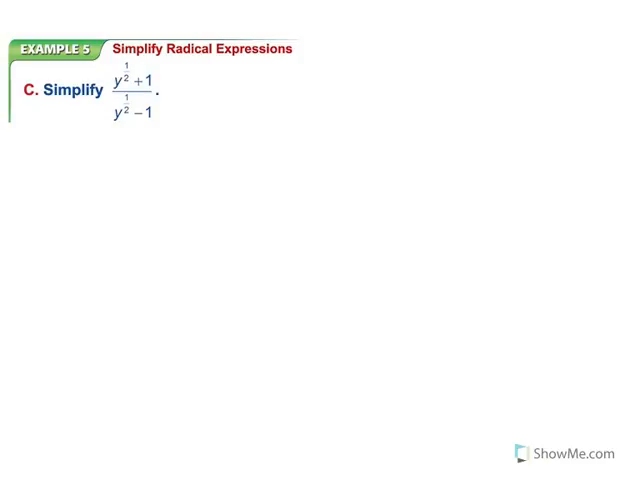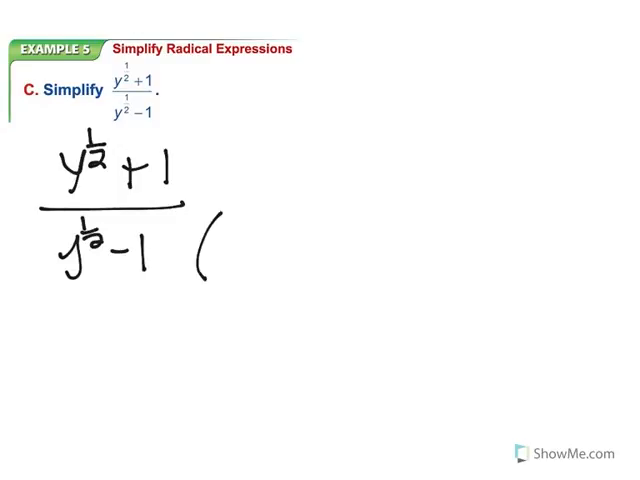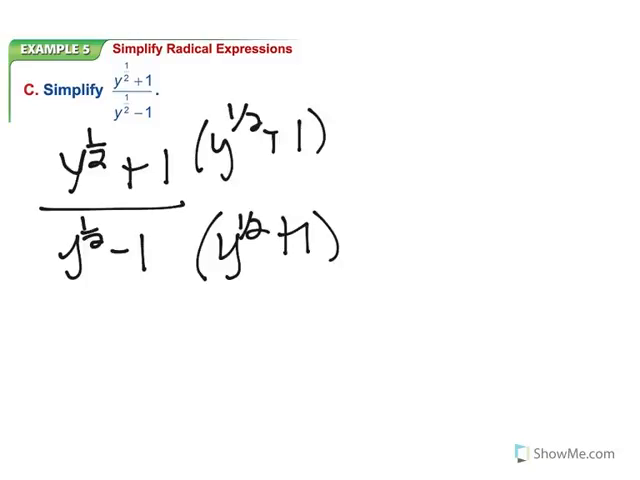Alright, so our last example, 5c, we're going to simplify y to the 1/2 plus 1 over y to the 1/2 minus 1. So we're going to want to rationalize our denominator by multiplying by its conjugate. So we're going to have y to the 1/2 on top plus 1 over y to the 1/2 minus 1 times its conjugate. So that would be y to the 1/2 plus 1, y to the 1/2 plus 1 on top also, because whatever we do to the bottom we have to do to the top.